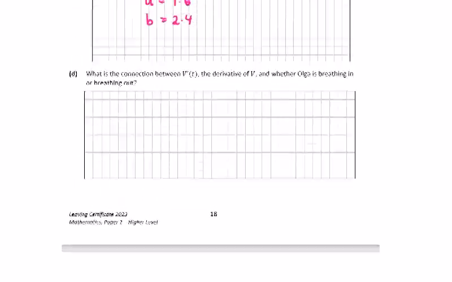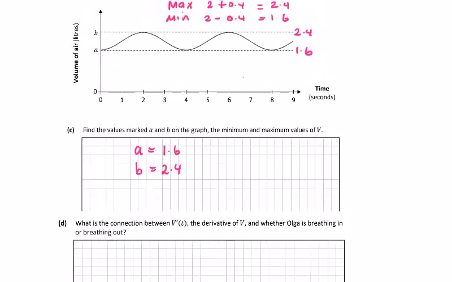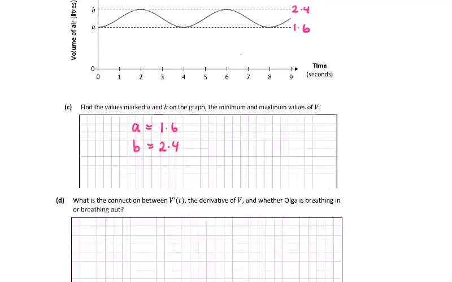Part D, what's the connection between V prime T and the derivative of V and whether Olga is breathing in or breathing out? So let's have a look here. When she's breathing in, she's going to have more oxygen in her lungs. And when she's breathing out, she's going to have less oxygen in her lungs. So in is more, out is less. So if V prime T is greater than 0, it means it's going in, it's going up, air is going in.